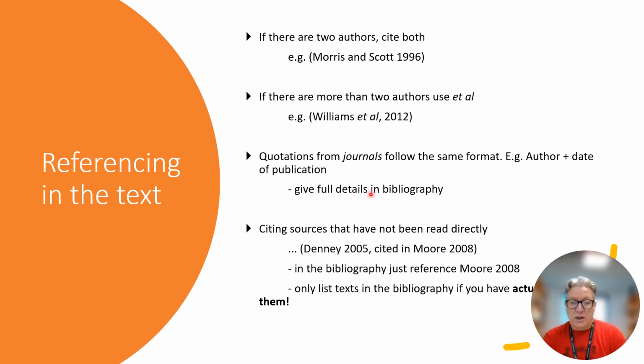Okay. I talked about this yesterday, but citing sources that have not been read directly. Now, this does happen a lot with undergraduate essays because people will read textbooks, for example, and that's absolutely fine. That is not a problem in any way. But what we would do is say, okay, this person is the person I'm citing, but it's in this book. And in the bibliography, we just reference the book that we've actually got it from. We don't reference that original work.